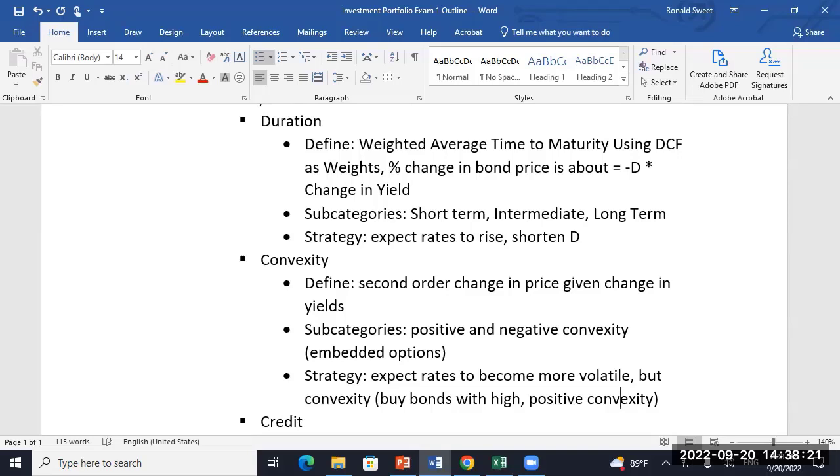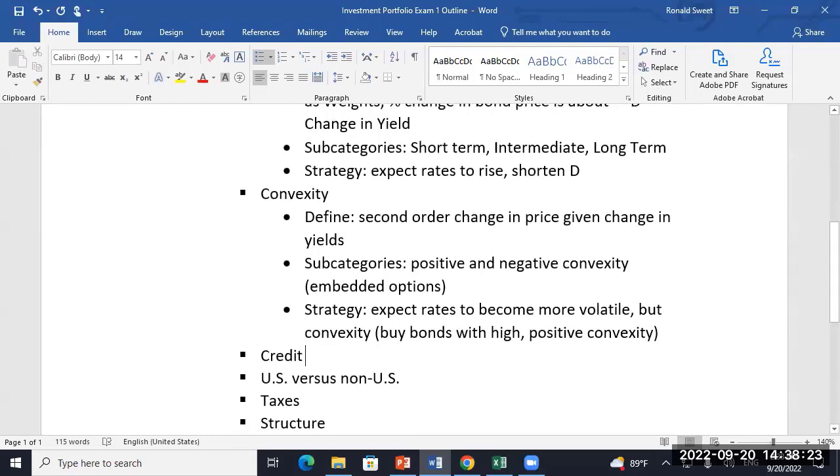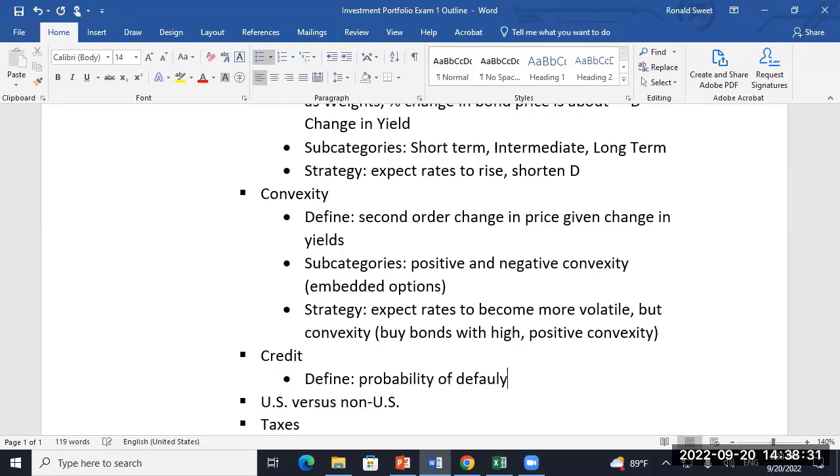You're all seeing how we just keep doing these categories: credit, probability of default, and consideration of sector. Subcategory, anybody remember the subcategories here? There's three of them again.